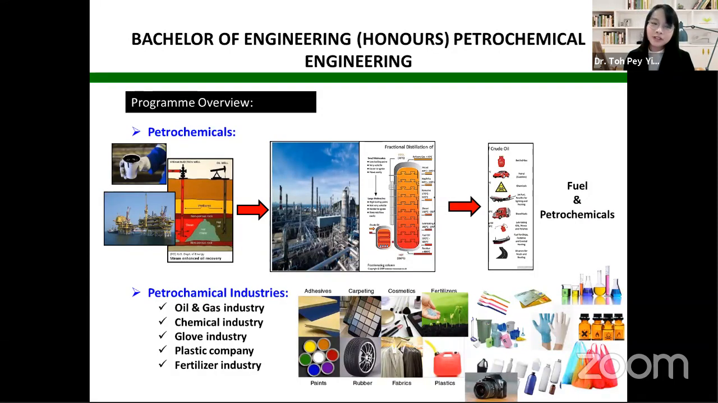From the slide, you can find that the petrochemical industry involves the upstream oil and gas industry. It also involves the chemical industry, and the manufacturing industry, for example the glove industry and the plastic industry, such as plastic injection and plastic molding. Another one is the fertilizer industry. Hopefully my explanation can improve your understanding of the petrochemical field.